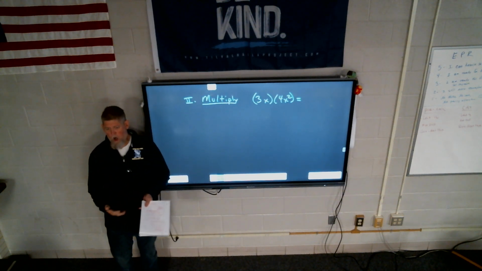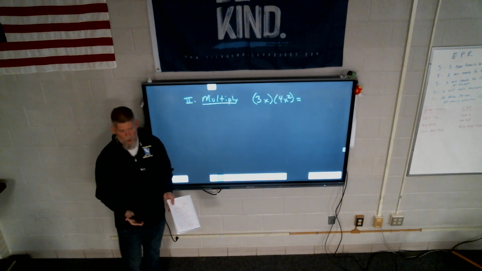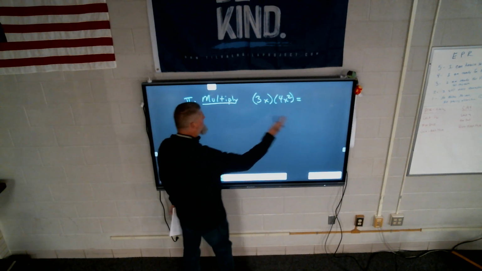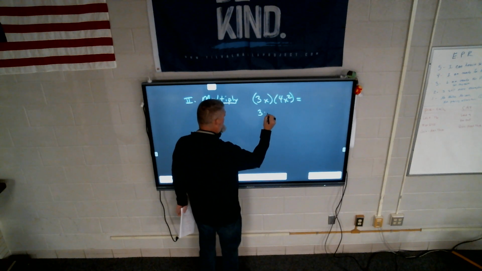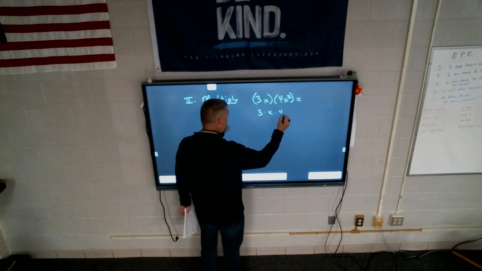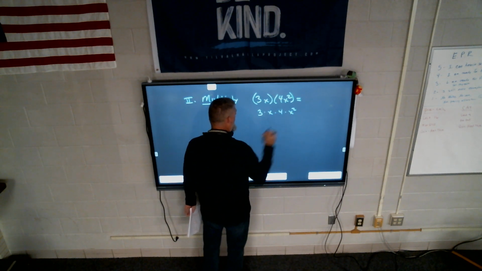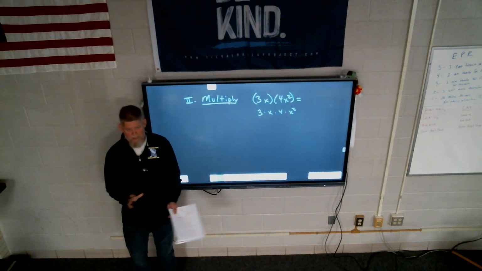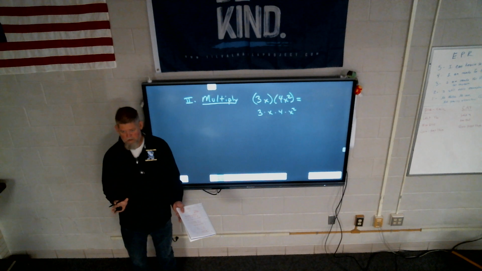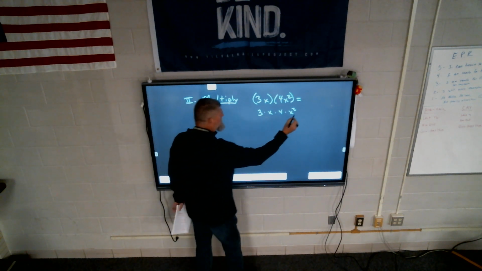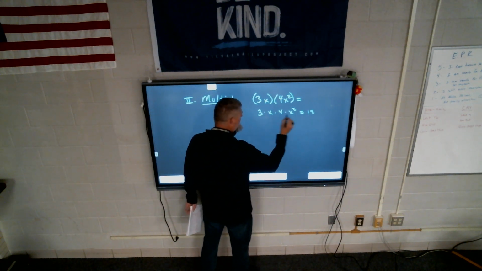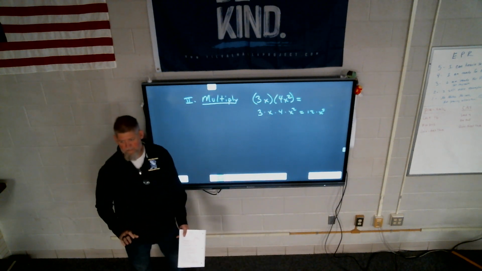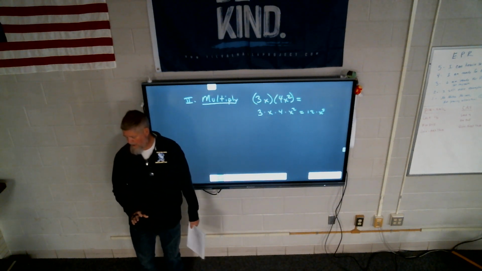Since it's all being multiplied, oh, here's going to go way back to like 6th grade. Since it's all being multiplied, 3 times x times 4 times x squared, what property allows me to just multiply this? Because what's the answer? 12x cubed. 3 times 4 is 12, and x times x squared is x cubed.